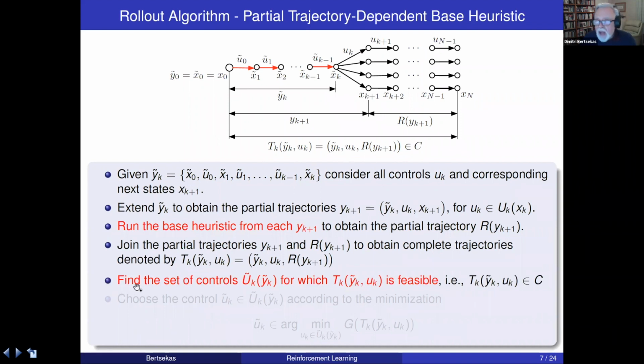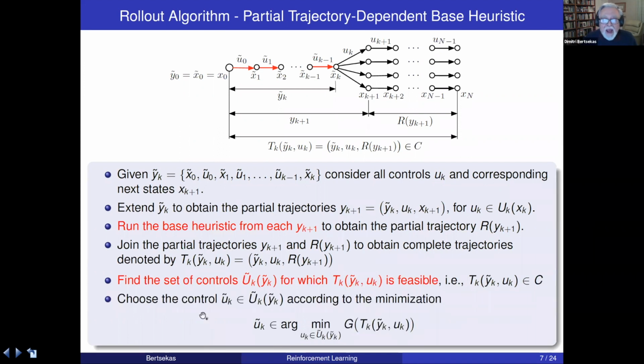So we calculate the set of controls for which this trajectory here is feasible, satisfies the constraint of the problem. And out of those thinned out set of partial trajectories, we find the one that is best, the one that gives you the minimum value of cost. But we minimize not over all controls, but only over the controls for which I get feasibility through application of the base heuristic.